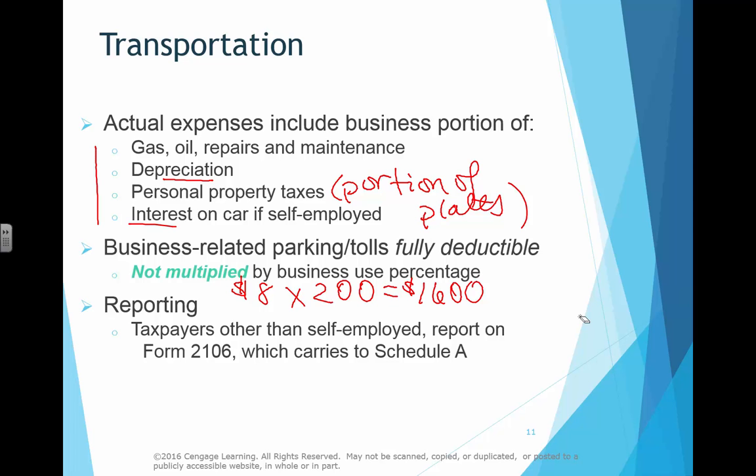Okay, if you're self-employed, where do all of these expenses go? On your Schedule C. Right, if you're self-employed, where does all this go? Schedule C. If you're an employee, and that's the example I'm giving you, my son, he's an engineer for a construction firm, so he's not self-employed. These tolls end up on his Schedule A through a Form 2106.